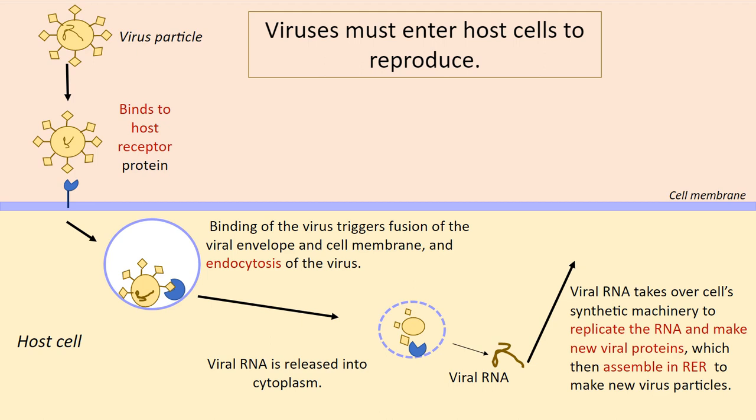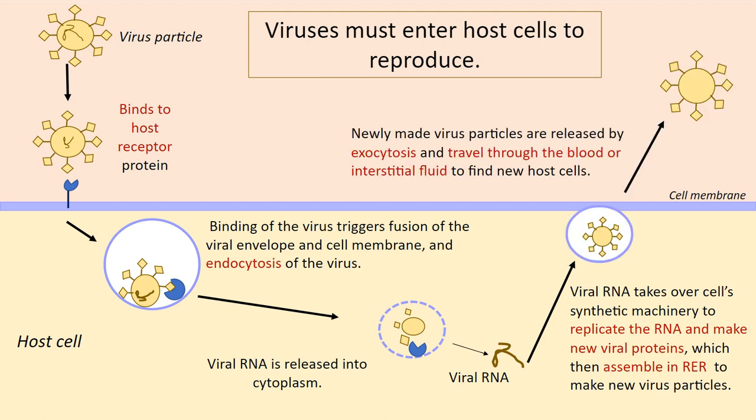which then go into the rough endoplasmic reticulum and assemble and become enveloped in the phospholipid bilayer of the rough ER to make new particles that can be released by exocytosis. And so now we have newly made virus particles out into the blood and interstitial fluid where they can go off and find a new host cell. So this was my simple version of the process.